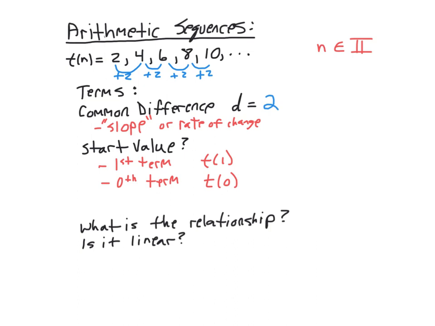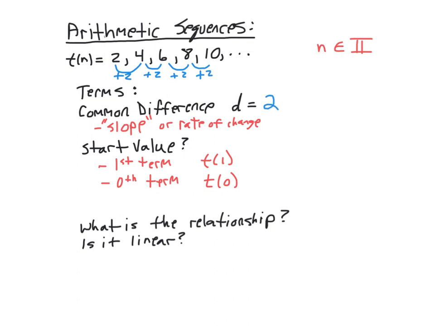Then we have this idea of a start value, just like we have in linear equations. And notice here that we have a slight variation from what we might consider the first versus 0 term. When I list out a sequence like 2, 4, 6, 8, 10, the very first one I see in the list, that really is t of 1. It's the first term. And so the 0 term, just like when we were looking at block figures, can be achieved or found simply by going backwards.